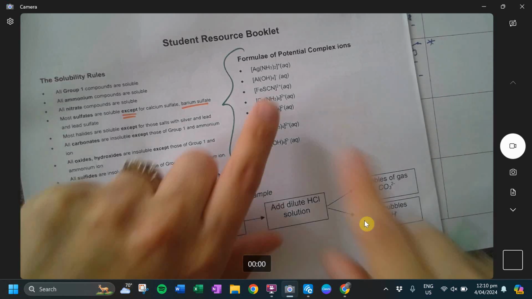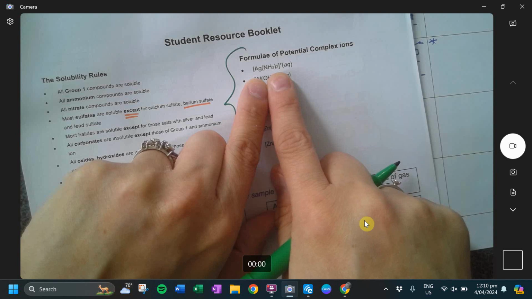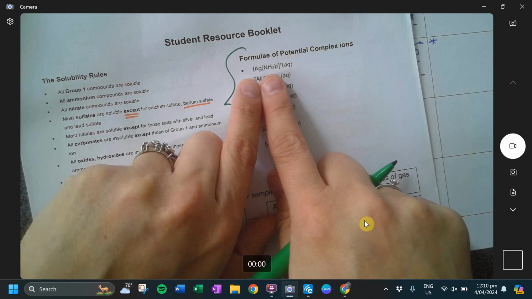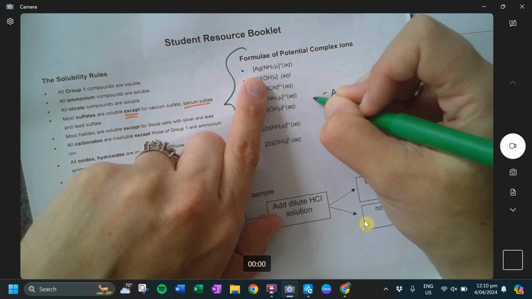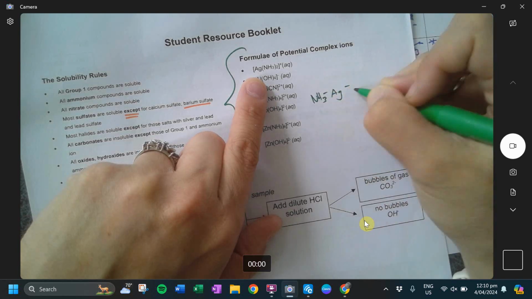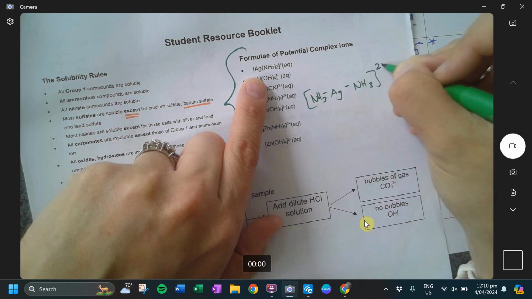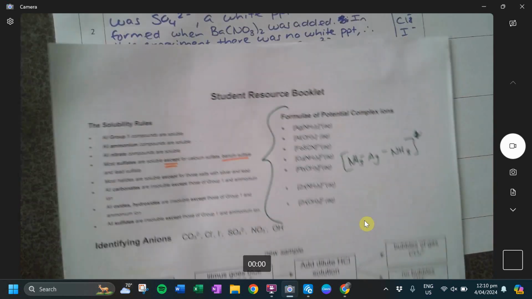The one that we are thinking about is, for example, the silver with the ammonia complex. If I was to draw it out, it'd basically be Ag, NH3, NH3, and then it's going to have a little plus next to it. So this is now able to dissolve in water. That's why we're starting to see that dissolving.